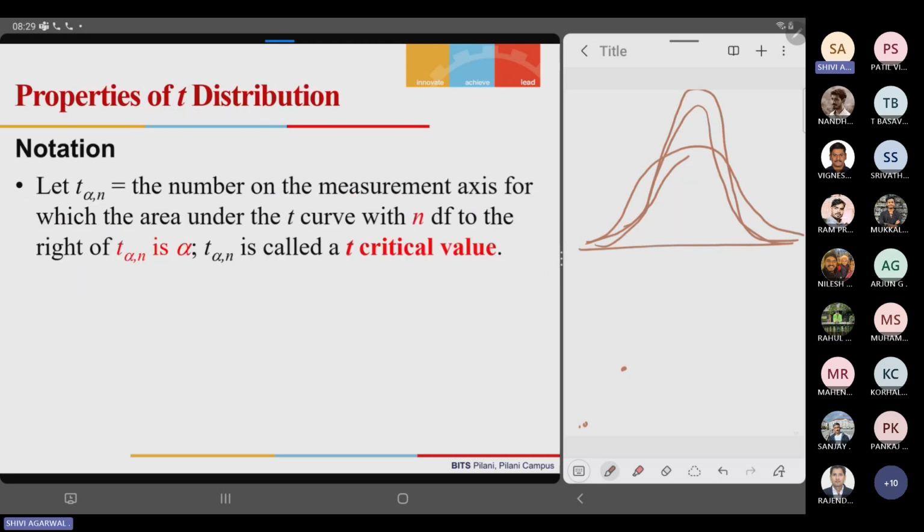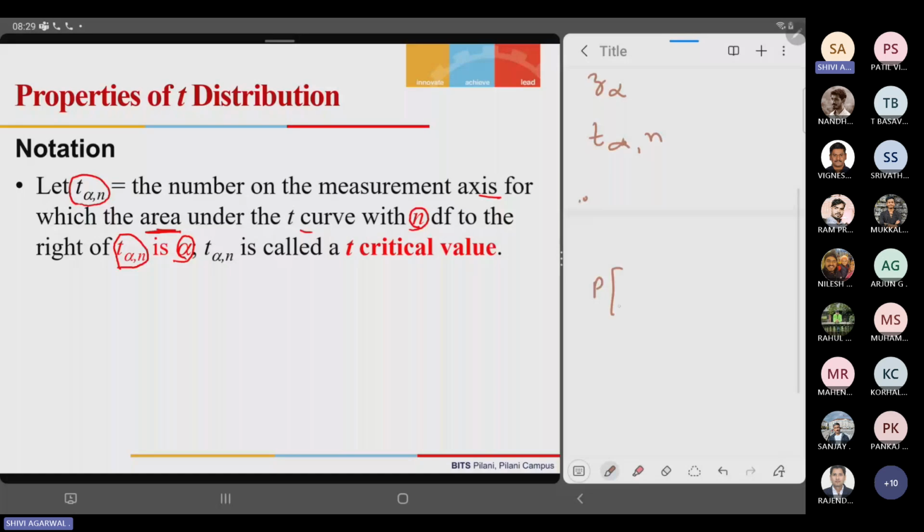Okay, so the notation we are using is T alpha n. As we use Z alpha, same here we use T alpha, but we also have to define the degree of freedom. It is the number on the measurement axis for which the area under the T curve with n degrees of freedom to the right of T alpha n is alpha. By the probability concept, the probability that T is greater than or equal to T alpha with n degrees of freedom is equal to alpha.